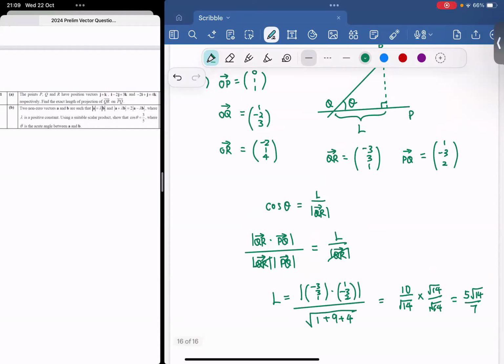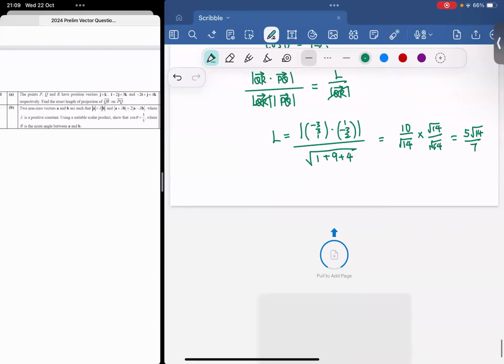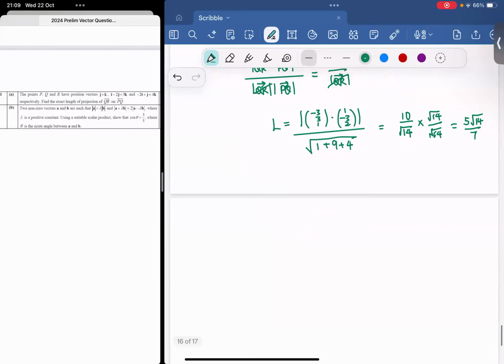Then next, two non-zero vectors A and B are such that the length of A equals lambda times the length of B, where lambda is a scalar. Again, you see this question shows us that if we have this modulus thingy, we should square both sides. So this becomes A plus lambda B squared. When you square this, this becomes 4. The square will become dot product.